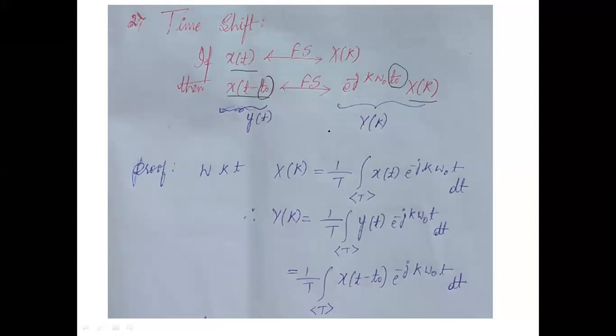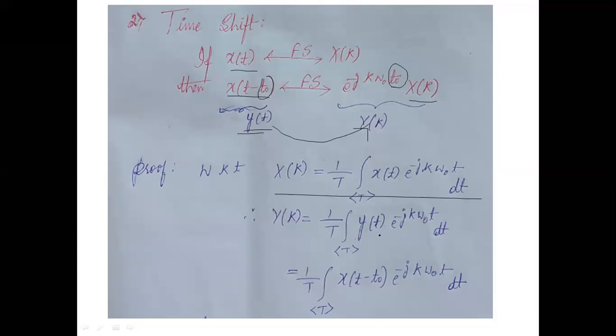So let us see the proof of this. We know that the Fourier series coefficient x of k is given by 1 over t integral over period t x of t into e raised to minus j k omega naught into t. Now for the proof, let me denote x of t minus t naught as y of t. Its corresponding Fourier series coefficient will be y of k. So now based on the first expression, let me write the expression for y of k. I get y of k is equal to 1 over t integral over 1 period y of t into e raised to minus j k omega naught into t dt.